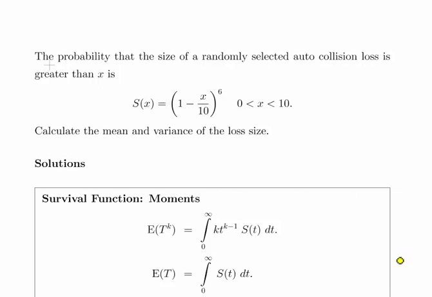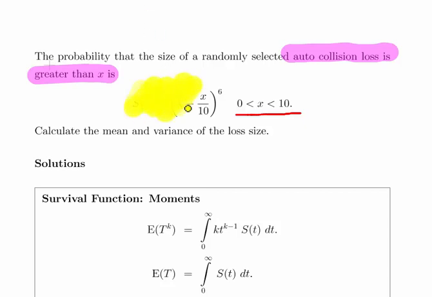In this presentation, we're going to look at survival functions, which come up in both reliability analysis and actuarial science. So this has a sort of actuarial feel to it. The probability that the size of a randomly selected auto collision loss is greater than x is given as follows. This is the survival function S(x) = (1 - x/10)^6 for the range of values 0 < x < 10. Now, this is not any particular distribution specifically, so we're just going to take it as is.